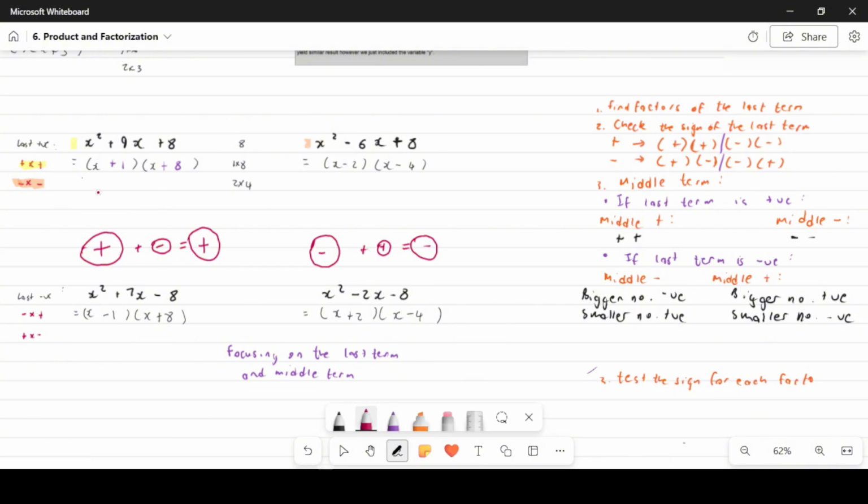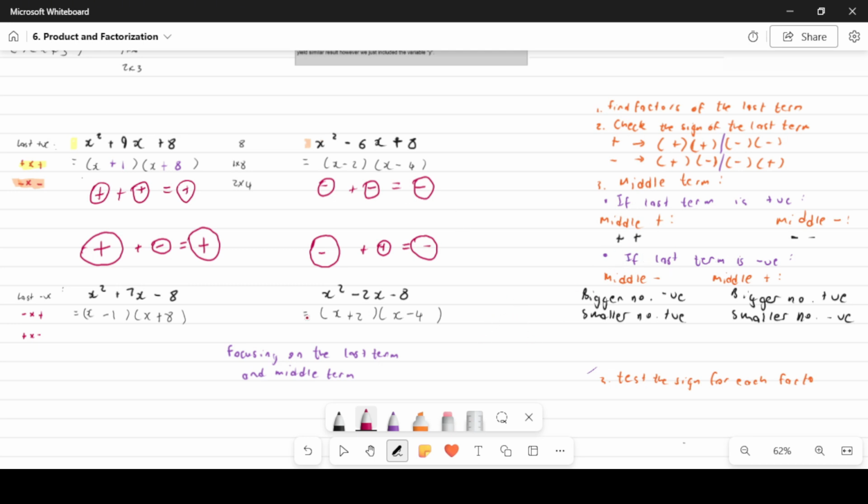We can add that right here. See, plus plus a plus will equal a plus. Gives you a middle term. Minus plus a minus equals a minus. You cannot have a plus plus a plus give you a minus. Impossible. Think about that logically.